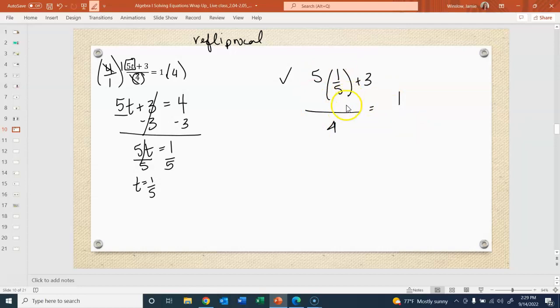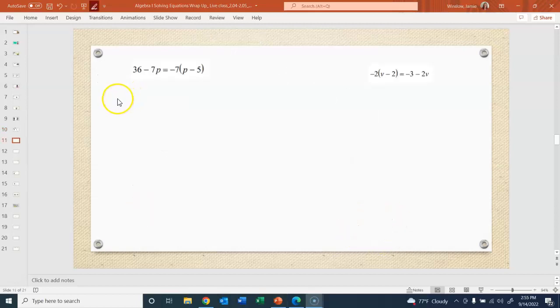Okay, you can grab your Desmos and work through this, or you can do it by hand, right? 5 and 5, those divide out and you're just left with 1. 1 plus 3 is 4. And 4 divided by 4 is 1. So we got it.